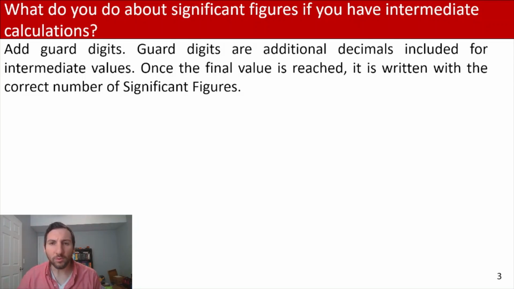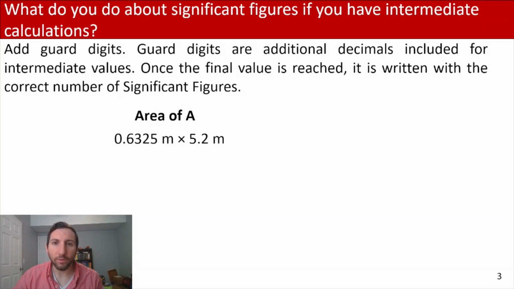And so as we follow through with this practice problem, let's worry about area A. In this case, we take 0.6325 meters multiplied by 5.2 meters, and that's going to give me 3.289 meters squared. And as I just mentioned before, we're going to focus on having guard digits. Even though the lowest number of significant figures is 2, we're going to keep a couple of extra decimals so that we will worry about the significant figures at the very end.